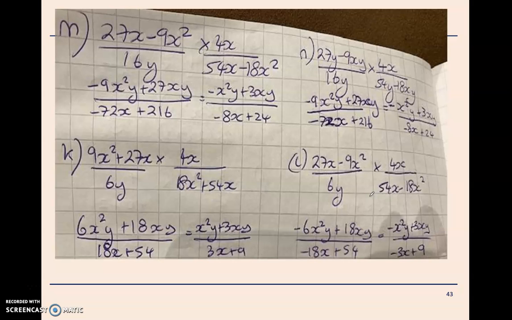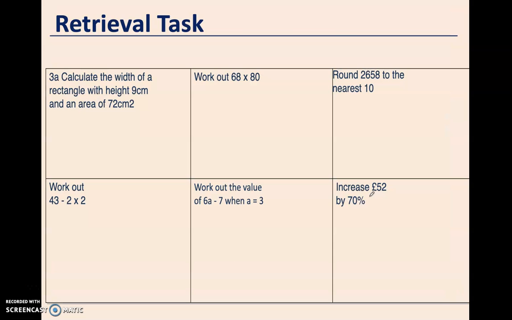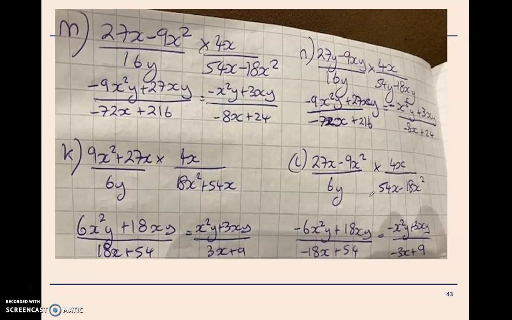And there are the final 4. Make sure you're marking these in green pen, remember. And well done. You've now finished. That was lesson 3.